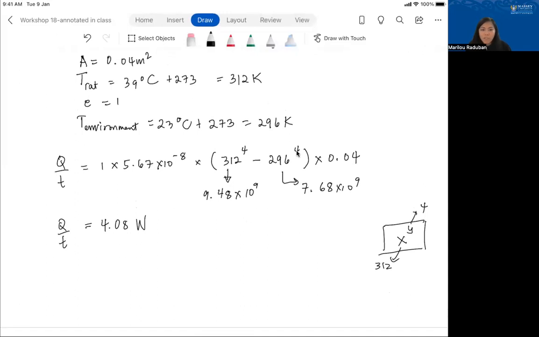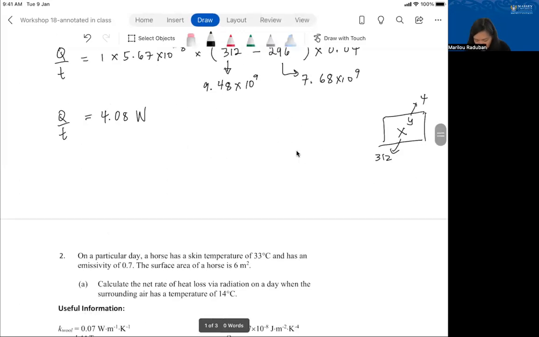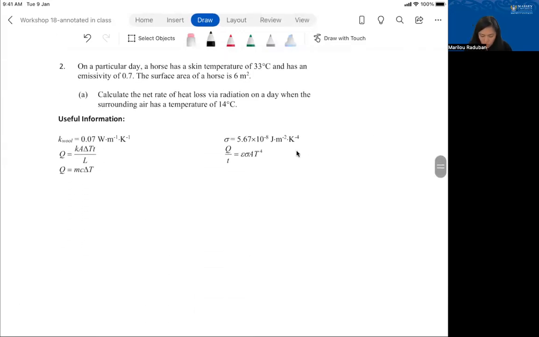Okay, are we happy to move on to the next question? I just want to make sure, because calculating the temperature raised to the power of 4 is probably the trickiest one. Yep, good. Okay, no problems. Cool. So the next question is also heat transfer by radiation.